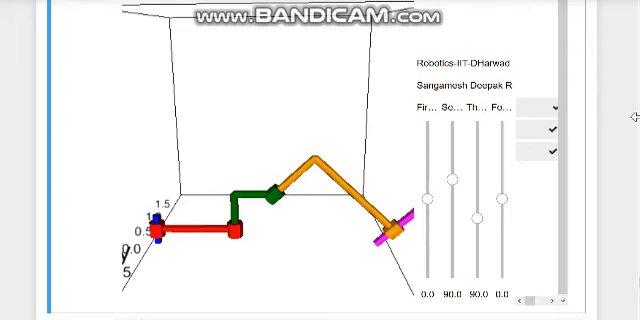Welcome to this session on finding the workspace of a 4 revolute jointed robot. This is the same robot which we had considered earlier. What do we mean by workspace?